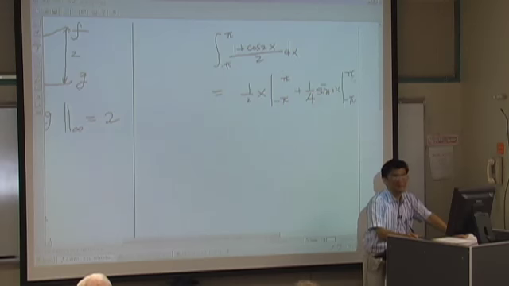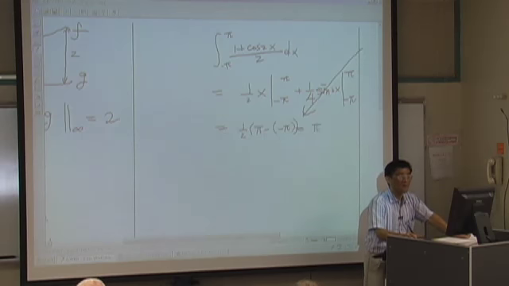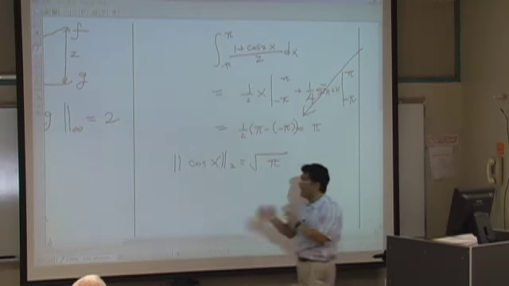If you use pi, then sine 2pi is 0 and sine of negative 2pi is 0, so this is 0. And it is 1/2 times pi minus negative pi, so it is 2 pi over 2, so it is pi. So the norm of cosine x, the two norm of cosine x, is square root of pi. So I could determine the length of the function.